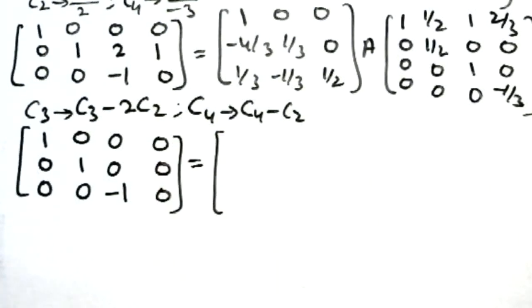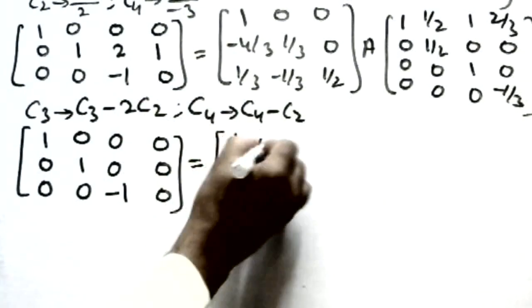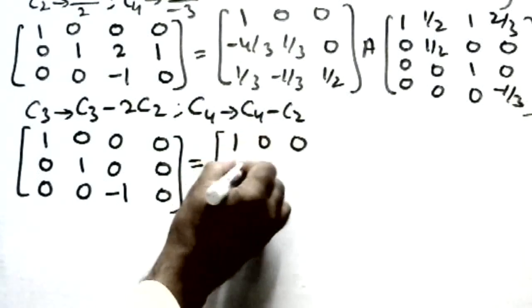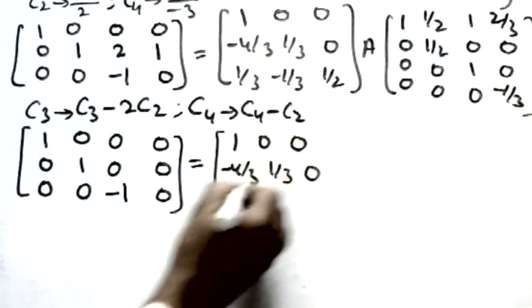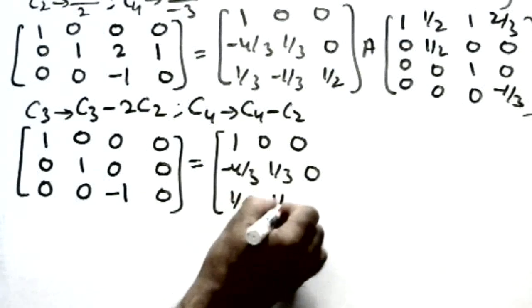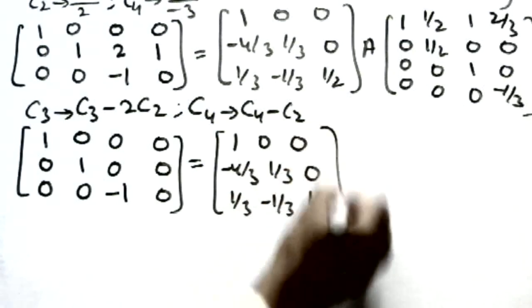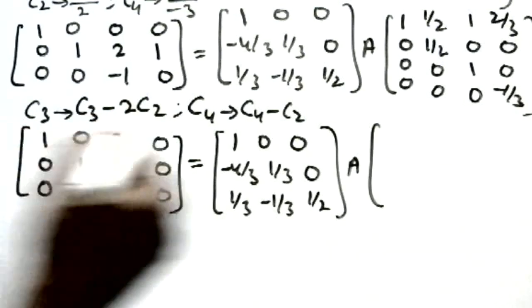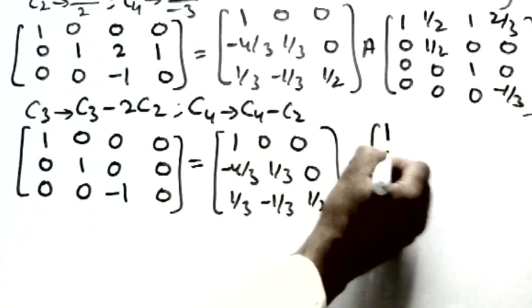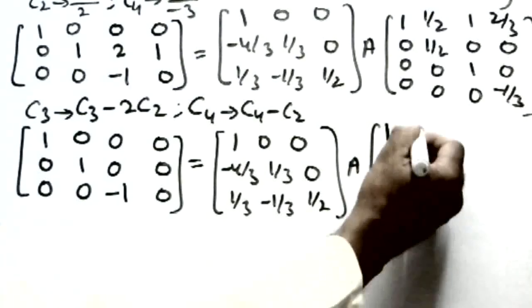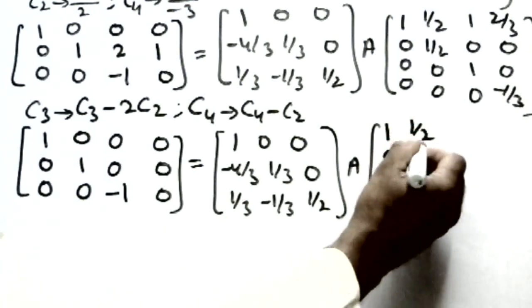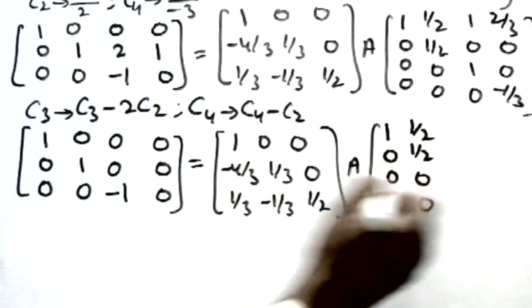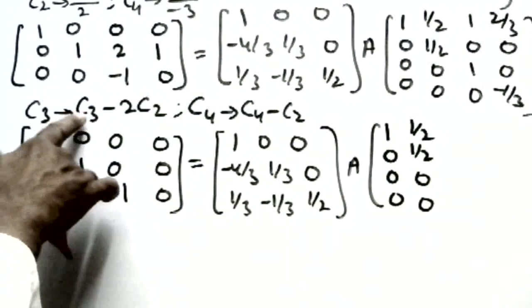We are changing the columns now. So when we are changing the columns, we do not change this one: 1 0 0, minus 4 by 3, 1 by 3, 0, 1 by 3, minus 1 by 3, 1 by 2 into A into. Now see here, we are changing C3 and C4. So write C1, C2 as it is, 1 0 0 0. We are not changing C2. 1 by 2, 1 by 2, 0 0.